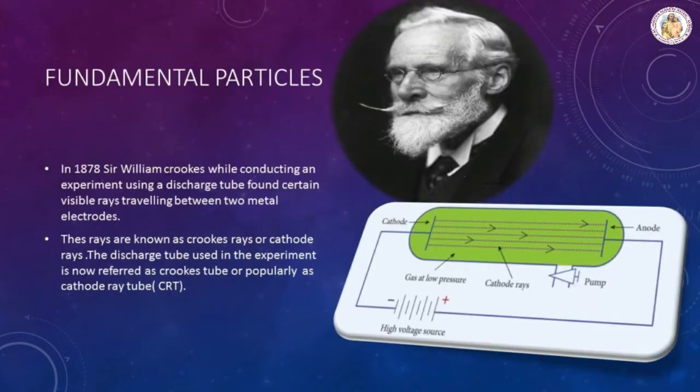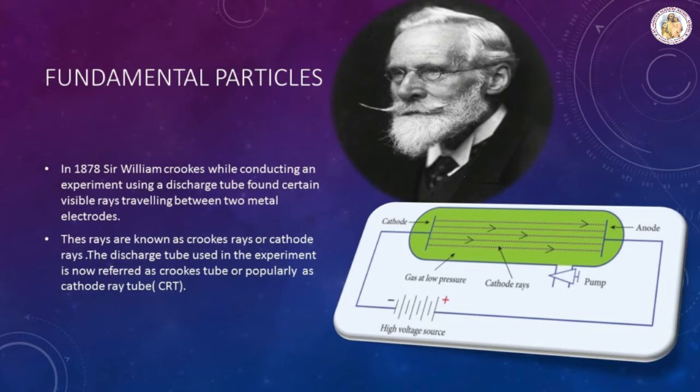Fundamental particles. In 1878, Sir William Crookes, while conducting an experiment using a discharge tube, found certain visible rays travelling between two metal electrodes. These rays are known as Crookes rays or cathode rays. The discharge tube used in the experiment is now referred to as the Crookes tube, or more popularly as the cathode ray tube, CRT. The cathode ray tube is shown in the picture.